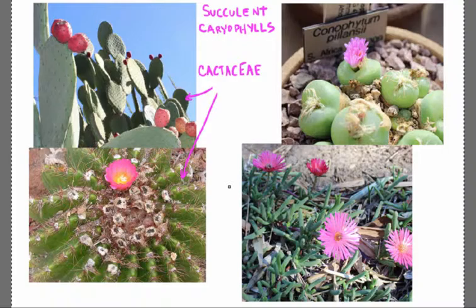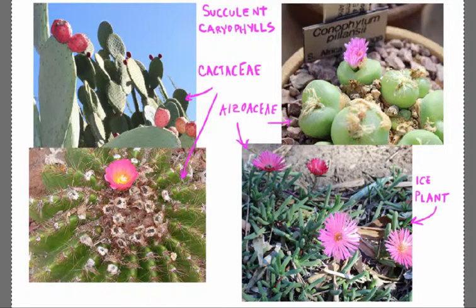The other very commonly encountered family of succulent caryophylls is the Aizoaceae, which includes the ice plants and jade plants, as well as tiny succulents like this Conophytum. And all of these are leaf succulent plants, storing water and photosynthesizing in the leaves. That is quite different from the succulent strategy used by cacti.